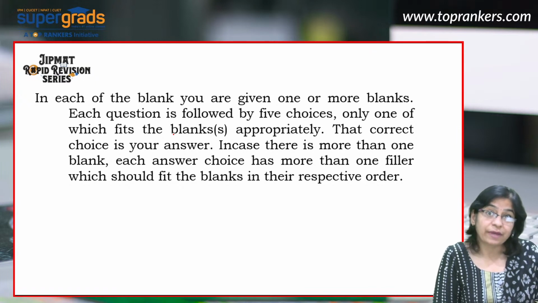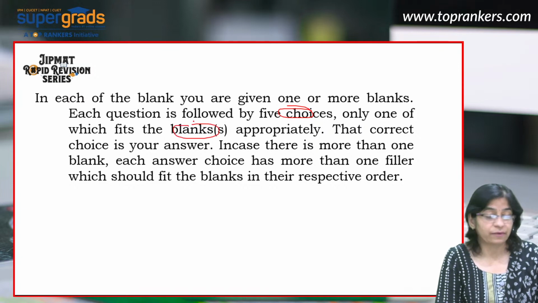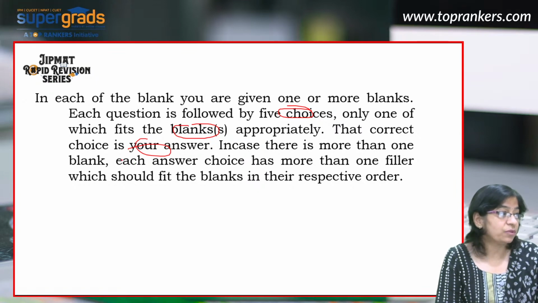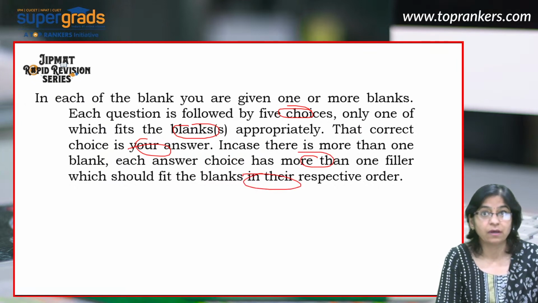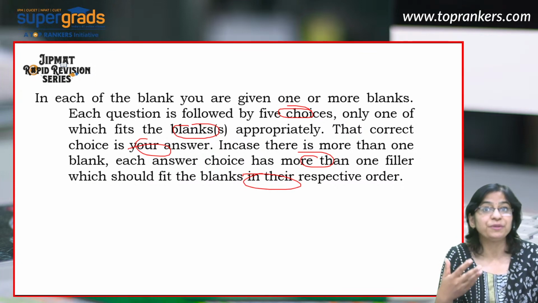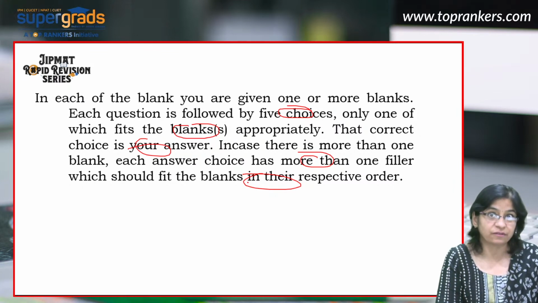Now, as I said, let's look at the question first so that we don't miss any important instruction. So this says in each of the following blanks, you're given one or more blanks. Each question is followed by 4 or 5 choices, one of which fits the blank. The correct choice is your answer. In case there is more than one blank, each answer choice has more than one filler, which should fit the blanks in the respective order. So maybe you'll get just one blank, or maybe more than one blank.